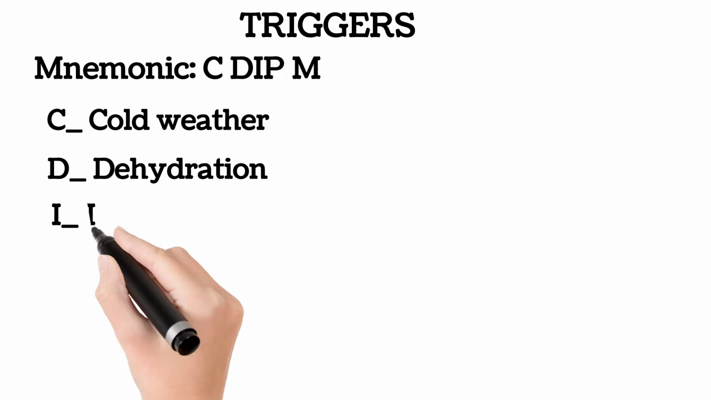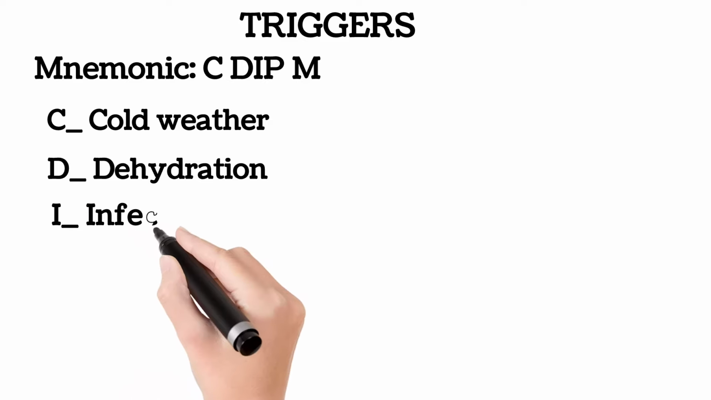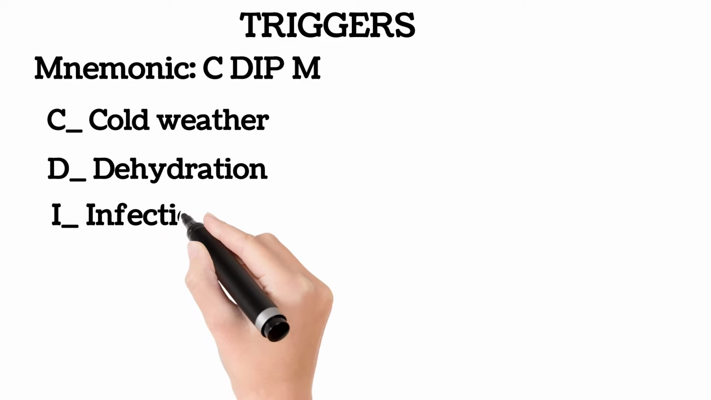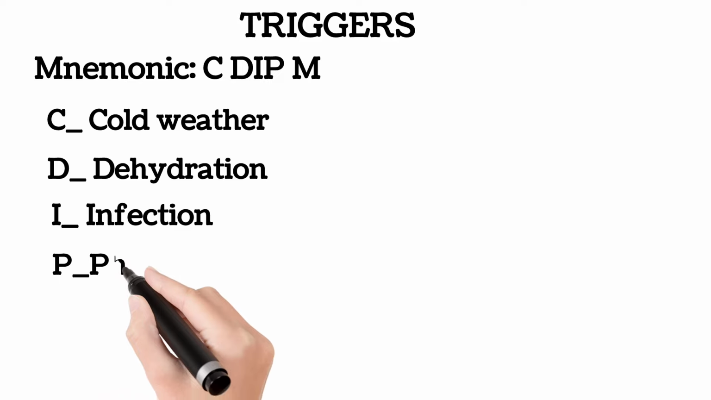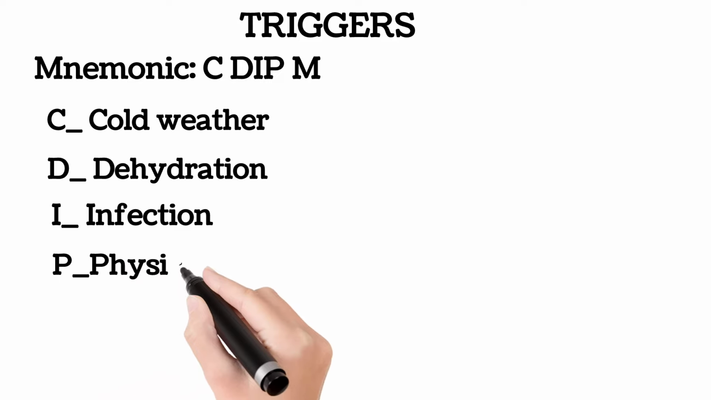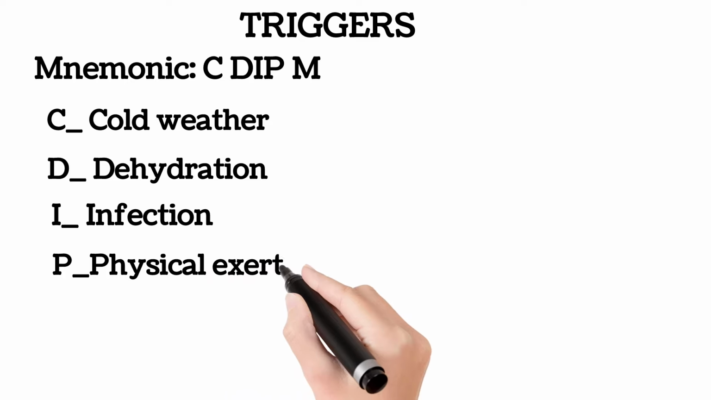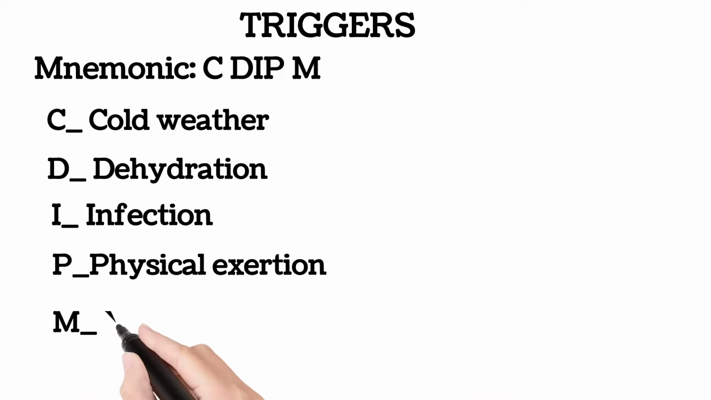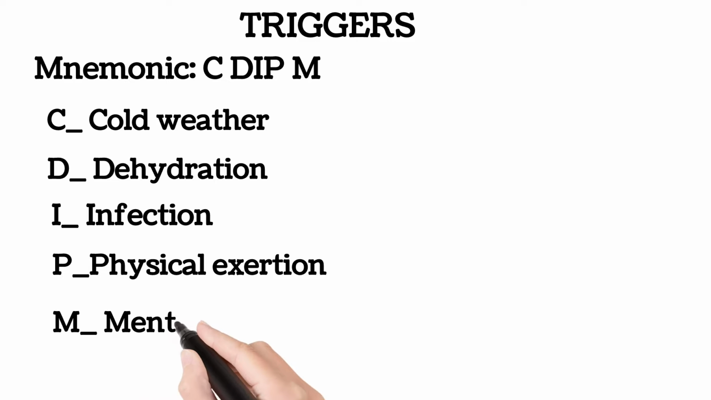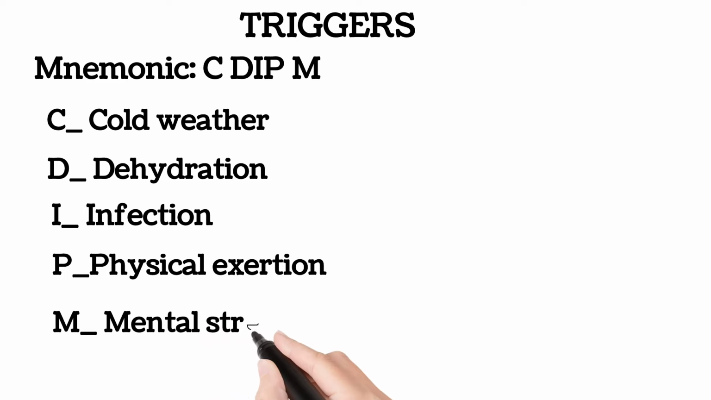I for infection, because infections trigger inflammatory response and increase metabolic demand. P for physical exertion, because as you exert yourself physically, there is increased oxygen demand. And M for mental stress, because stress hormones like adrenaline can lead to vasoconstriction and increased heart rate, worsening conditions like sickle cell anemia.